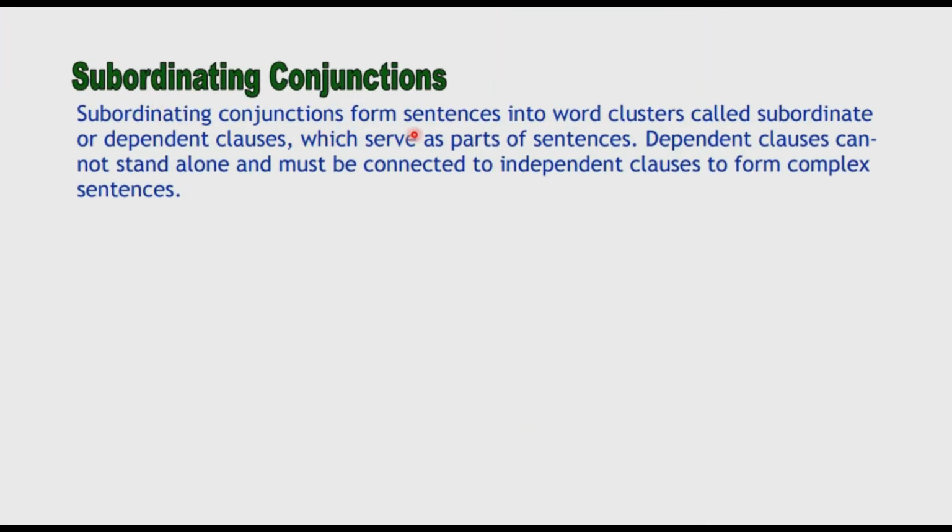Subordinating conjunctions form sentences into word clusters. We call them subordinate or dependent clauses. Dependent because they depend on the main clause or the independent clause, which serves as part of our sentences. Dependent clauses, or our subordinate clauses, cannot stand alone and must be connected to an independent or main clause in order to form a complex sentence.